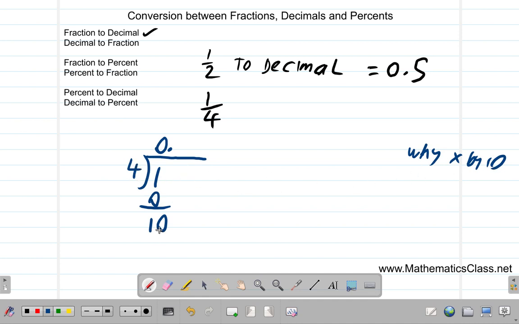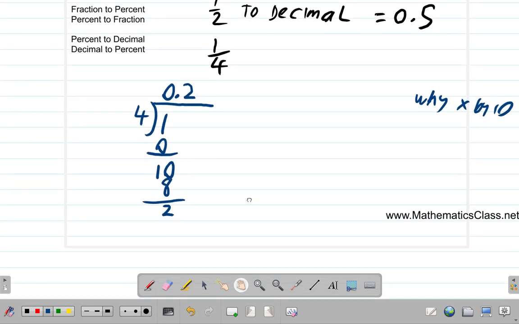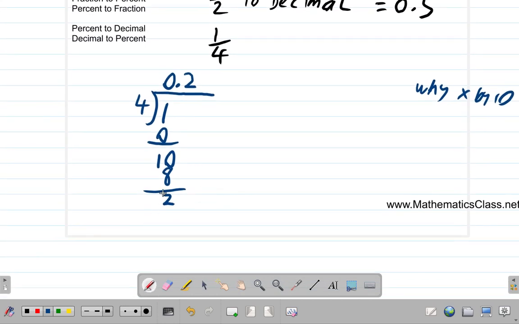4 into 10. How many 4s do you have in a 10? 2. 2 4s are 8. 10 minus 8, how much? 2. Then you multiply 2 by 10, you get 20. 4 into 20: 5 times. 5 by 4 are 20. 20 minus 20 is 0.